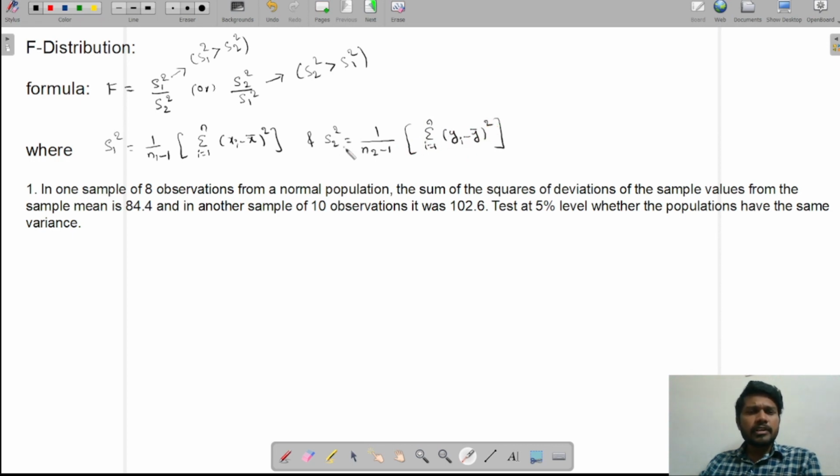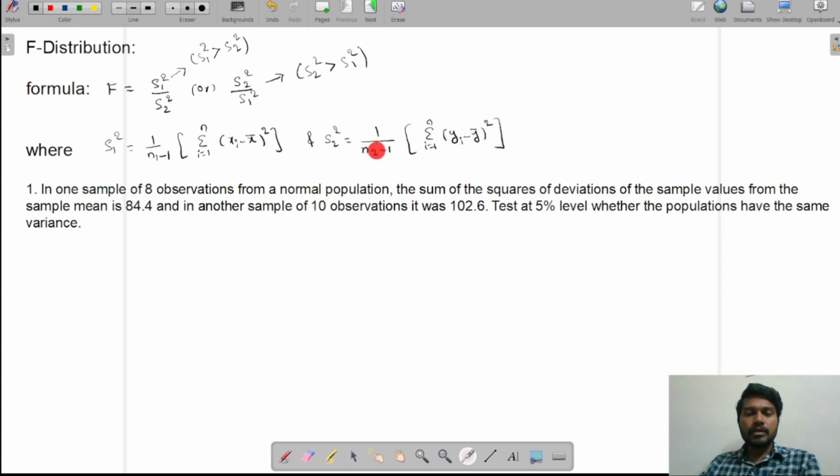So what is the difference between the previous t distribution topic and this capital F distribution? In the t distribution topic, we had only one sample. Here, in the capital F distribution, we have two different samples. So we have the variance of the first sample and the variance of the second sample. To find the variance, these are the formulas. And what do n1 and n2 mean? n1 is the size of the first sample, and n2 is the size of the second sample.